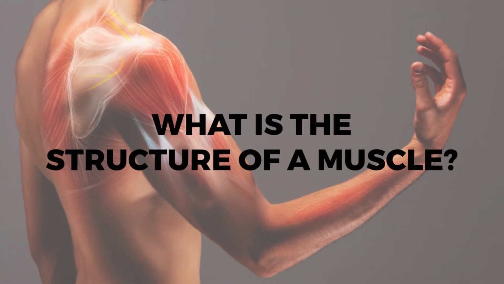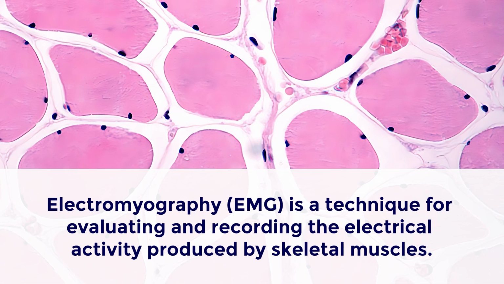What is the structure of a muscle? EMG is a technique for evaluating and recording the electrical activities produced by the skeletal muscle. The electrical signal is the result of the muscles being activated by the nervous system. The greater the stimulation, either by high frequency firing of motor neurons or greater recruitment of motor units, the larger the electrical signal will be.